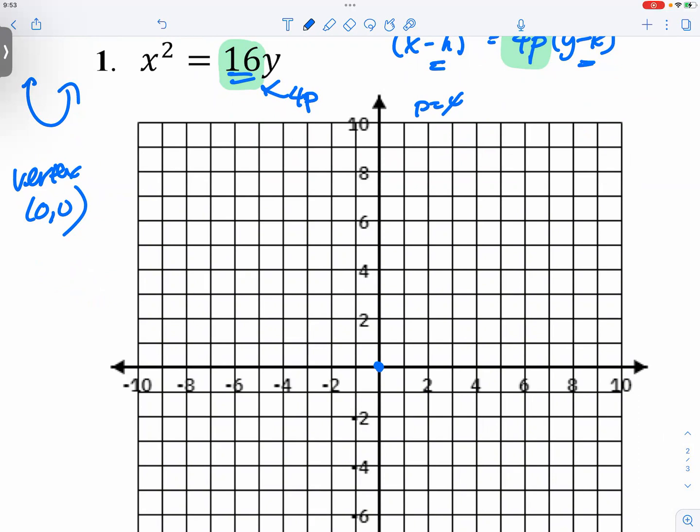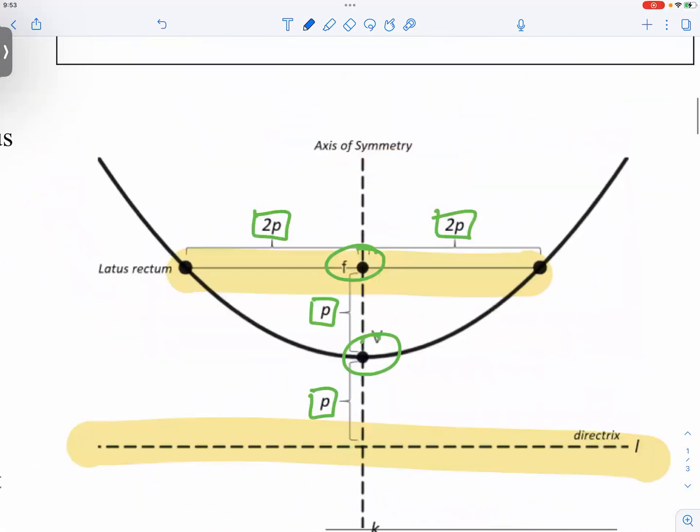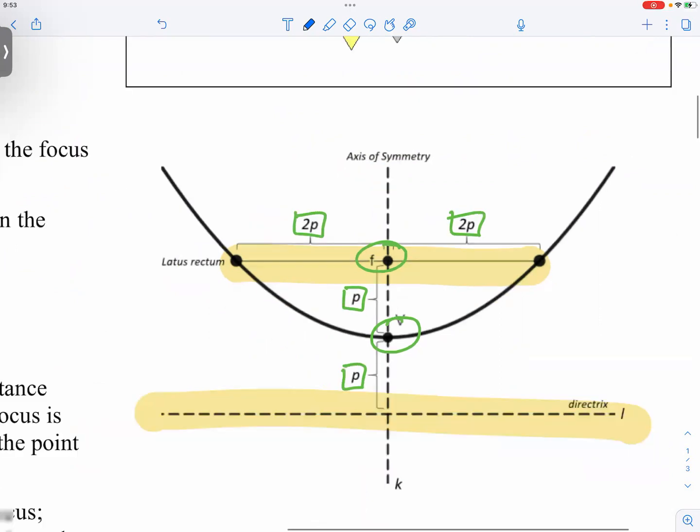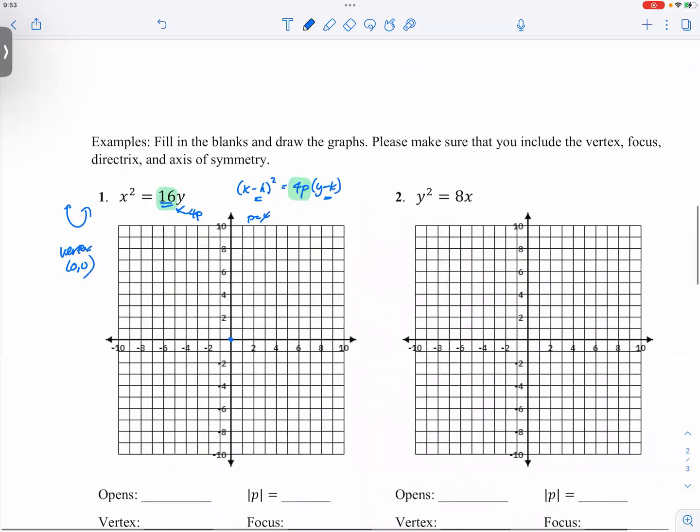So we know the vertex, and now you might need to flip to the previous page, but the mental picture that I told you to take earlier, why is this mental picture important? Because you need to know where the p is located. Where are the main features of this parabola, like focus and the directrix?